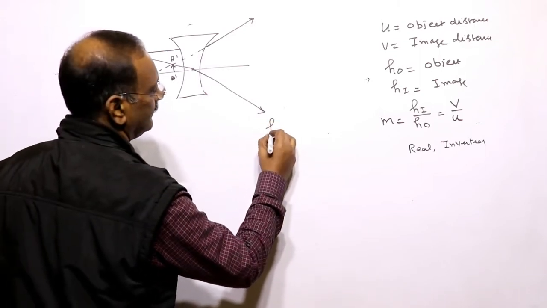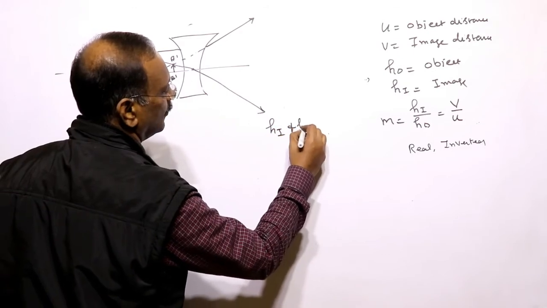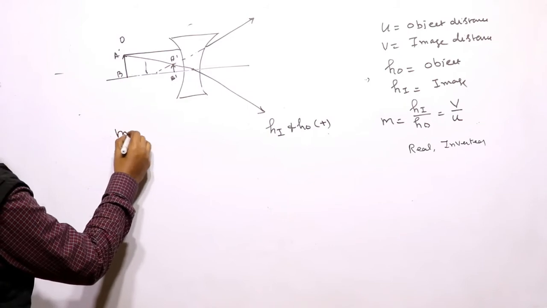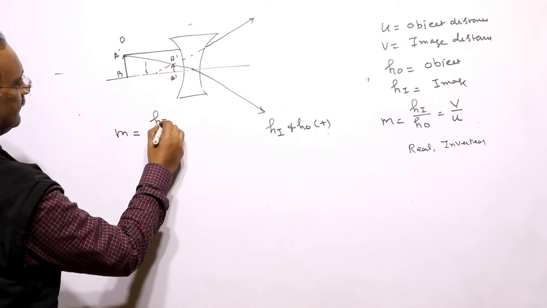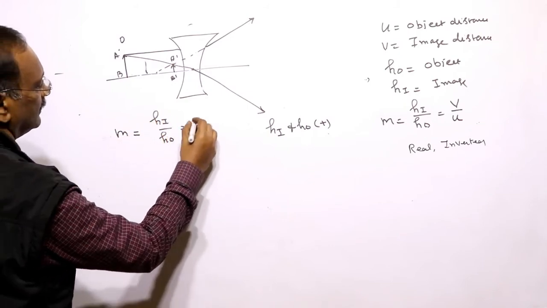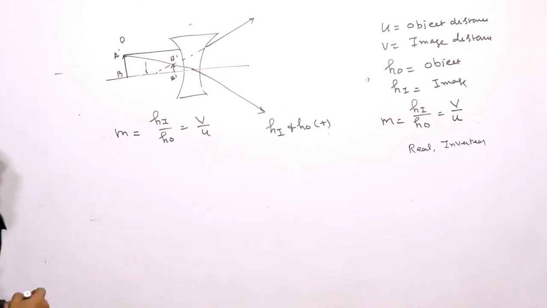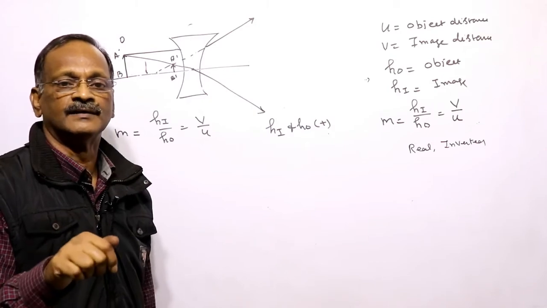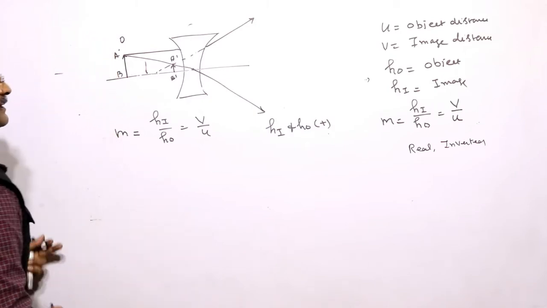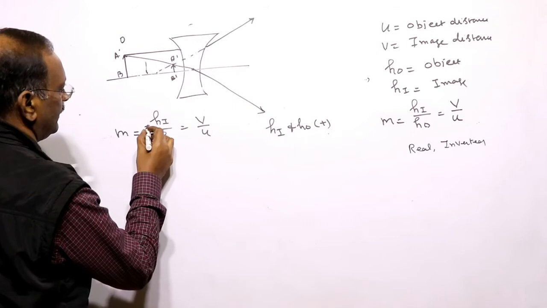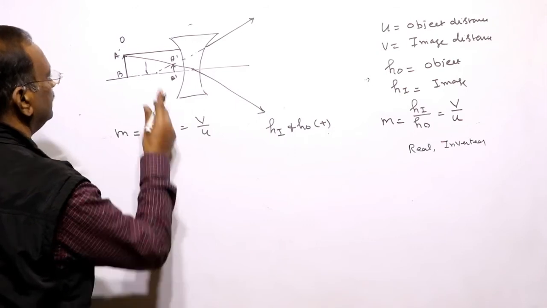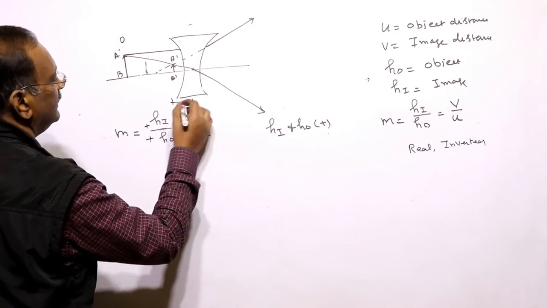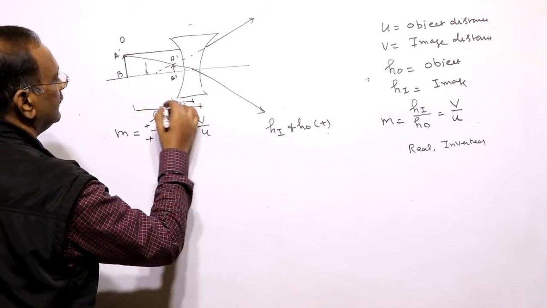So HI and HO will have the same sign, positive. So magnification is given by HI by HO is equal to V by U with the sign convention. Here also we have to put the sign convention. HI and HO both are positive. This is V, and this distance is U.